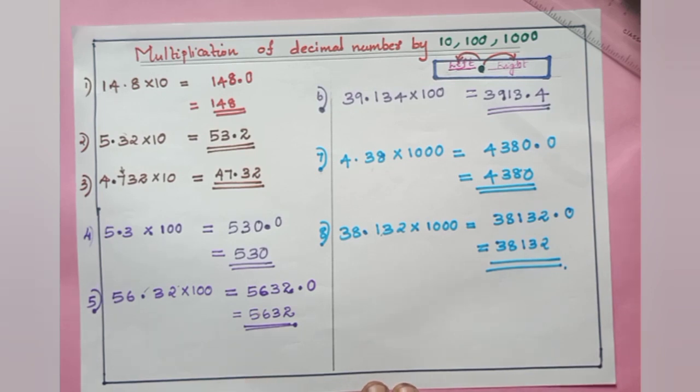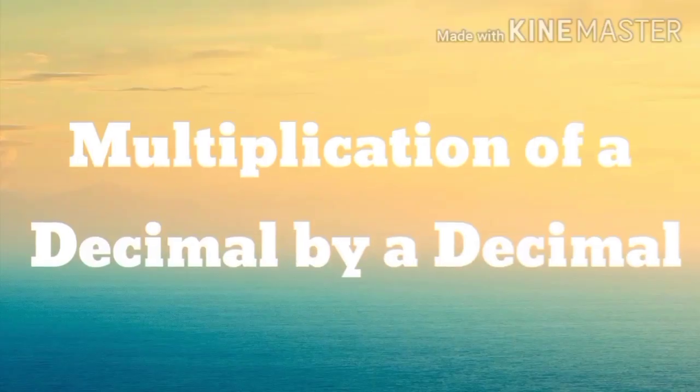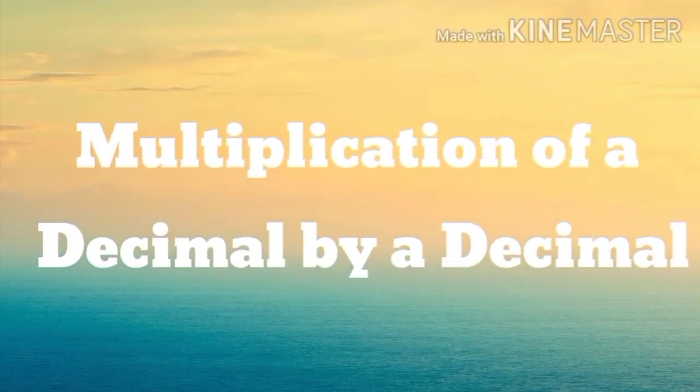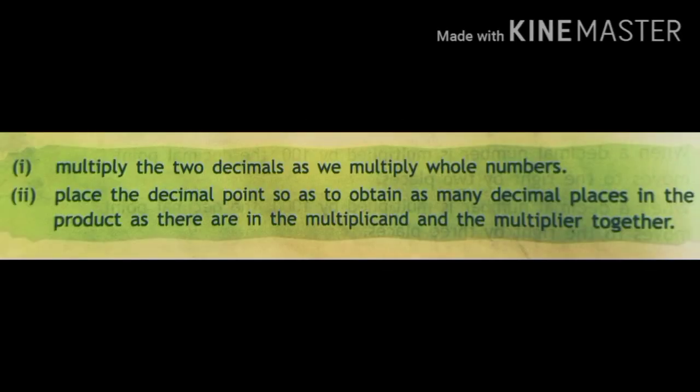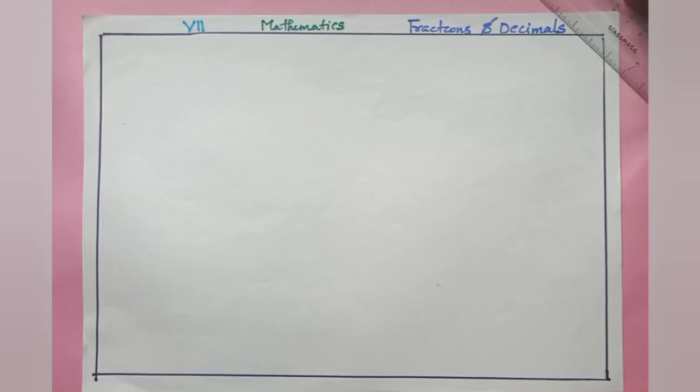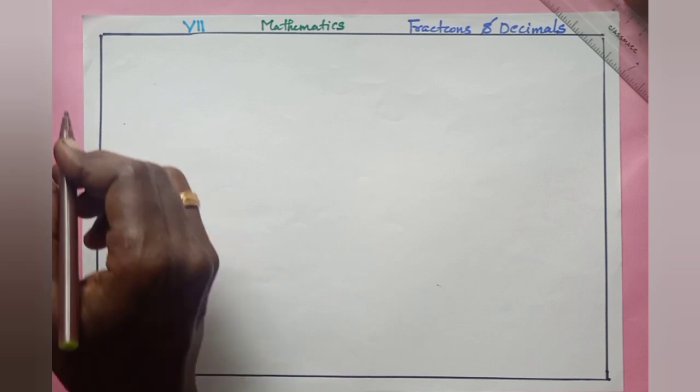Okay, clear? Multiplication of a decimal number by 10, 100 and 1000, all of you? Multiplication of a decimal by a decimal. Multiply the two decimals as we multiply whole numbers. Place the decimal point so as to obtain as many decimal places in the product as there are in the multiplicand and the multiplier together. Let us do the multiplication of a decimal number by another decimal number. Listen to the question.